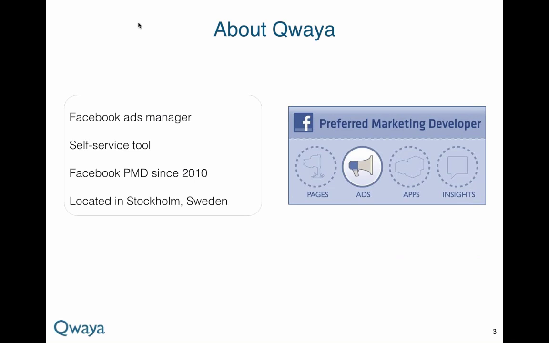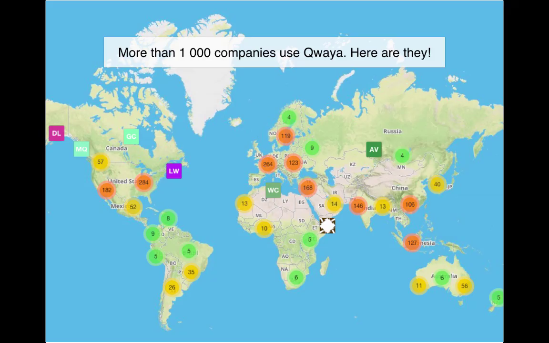So who are we? Qwaya is a Facebook Ads Manager and it's a self-service tool, which means that we don't offer a managed service. You need to set up and manage the ads by yourself, but hopefully Qwaya will help you speed up the process, so save you a lot of time and also remove some of the manual work it usually takes. We've been a Facebook preferred marketing developer since 2010, and as you can see with the image there, we have the ads badge. We're located in Stockholm in Sweden, and we have customers all around the world. We have more than 1,000 companies using Qwaya in over 80 different countries.